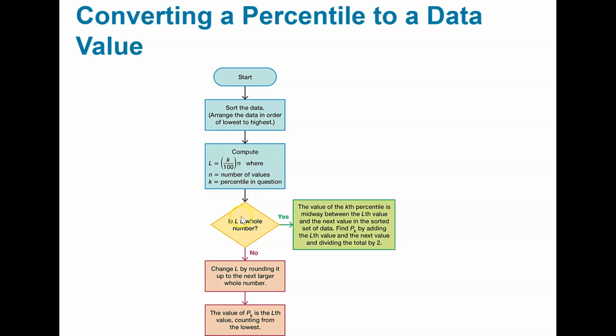If the location is a whole number, then the value of the kth percentile will be midway between the nth value and the next value in the sorted set of data. We find the percentile by adding the nth value and the next value and dividing the total by 2. If the location is not a whole number, then we round it up to the next larger whole number. The value of the percentile is the nth value counting from the lowest. It sounds like a complicated process, so we will look at an example.